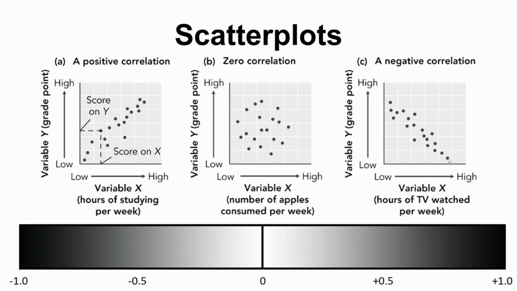And then a negative correlation here showing that downward sort of trajectory. So a low score of Y matches a high score of X. A low score of X is a high score of Y, that mismatch between the two.